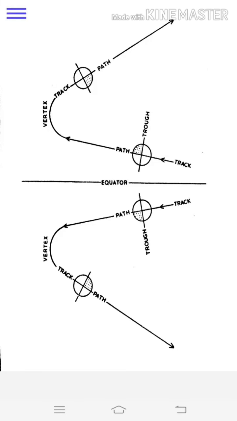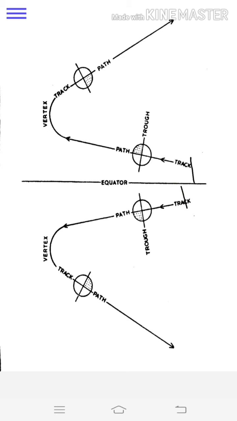Well guys, let's talk about the origin and movement, and lifespan. Actually, a TRS originates between 5 degrees and 20 degrees on both sides, that is, in the northern hemisphere and also in the southern hemisphere.